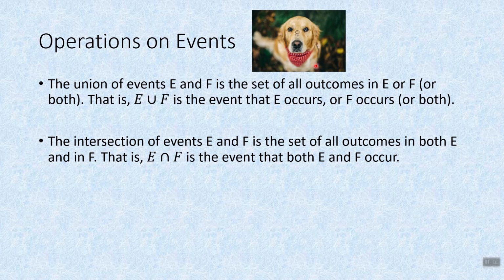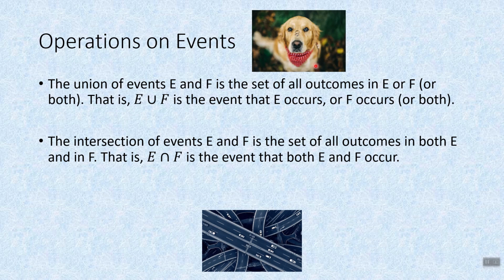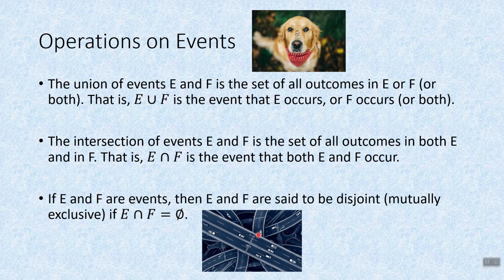The intersection of events E and F is the set of all outcomes in both E and in F. That is, E intersect F is the event that both E and F occur. It's an intersection. It's literally an overlap of what's going on. And if E and F are events and they have nothing in common, if the intersection is empty, if you are on one street and it never runs into the next street, they are said to be disjoint. So two streets in a well thought out city that run north-south, they are disjoint, right? There's no cross street.